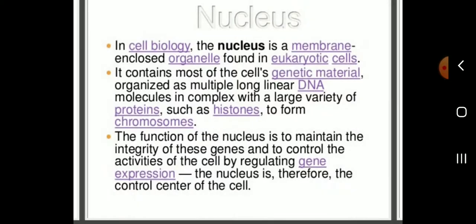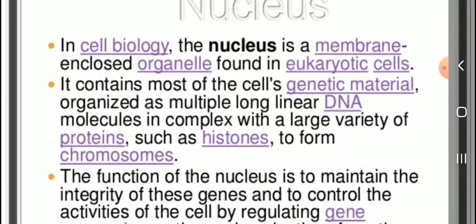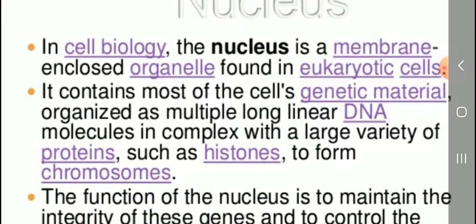Okay. Next, nucleus. What is the nucleus? In cell biology, the nucleus is a membrane-enclosed organelle found in eukaryotic cells. What is meant by eukaryotic cells? Prokaryotic cells and eukaryotic cells: eukaryotic means the presence of a nucleus. That is eukaryotic cells.